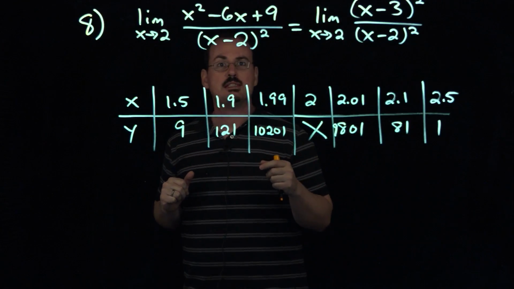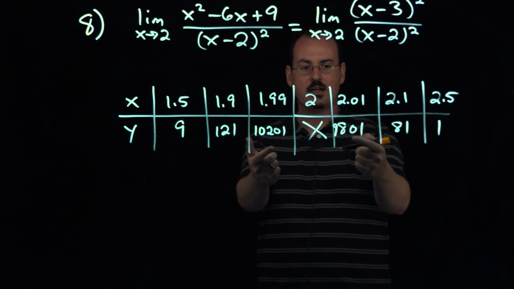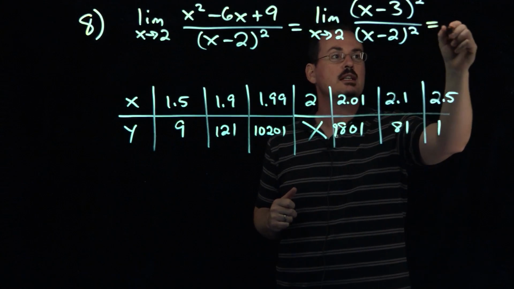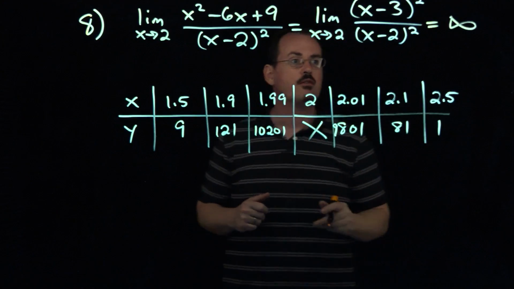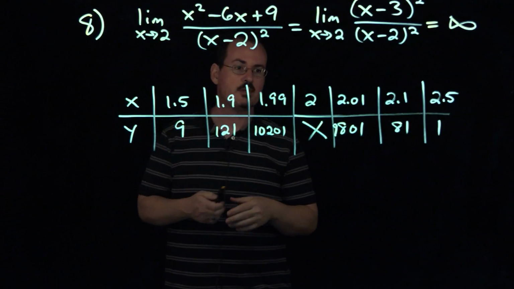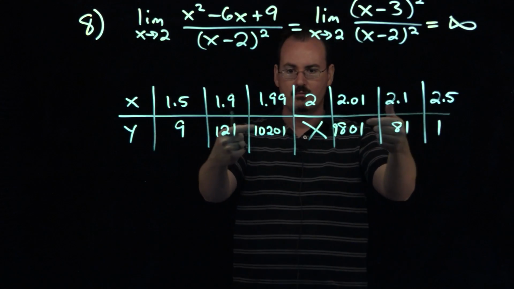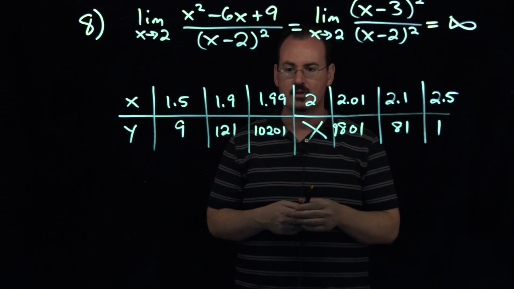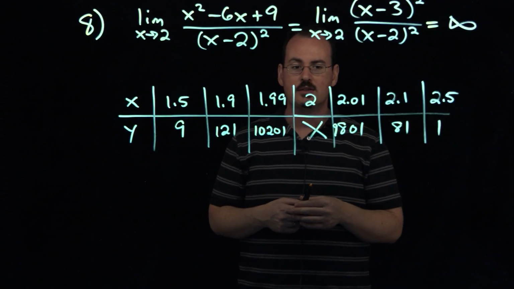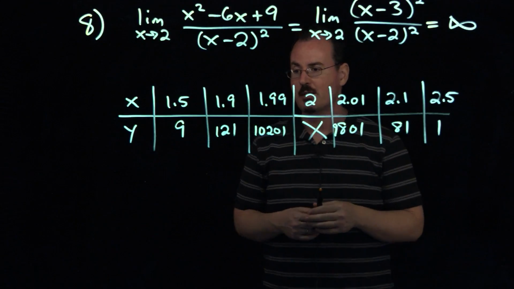So what do we do when we see that behavior? Since it's doing the same thing on both sides, you see it's going to positive infinity on both sides, we say the limit is actually infinity. However, for the purposes of whether or not this limit actually exists, it doesn't exist because there's no particular value that this thing is approaching, and infinity itself is not considered a number, it's just a concept.